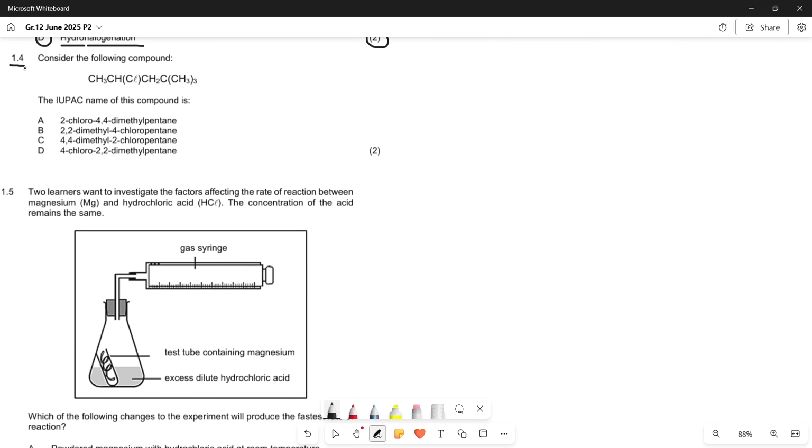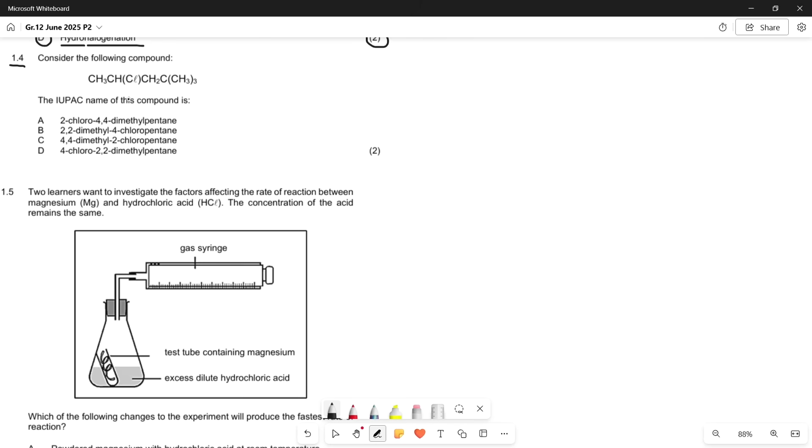So at this stage, we're on 1.4. 1.4 says, consider the following compound. Okay, so we have CH3CH with a little bracket Cl. A reminder that these little brackets imply side chains. Then we have CH2C and then another side chain, CH3, 3. So that means there are 3 of them going that way. Let's check out the question, and then I'm going to draw this for us.